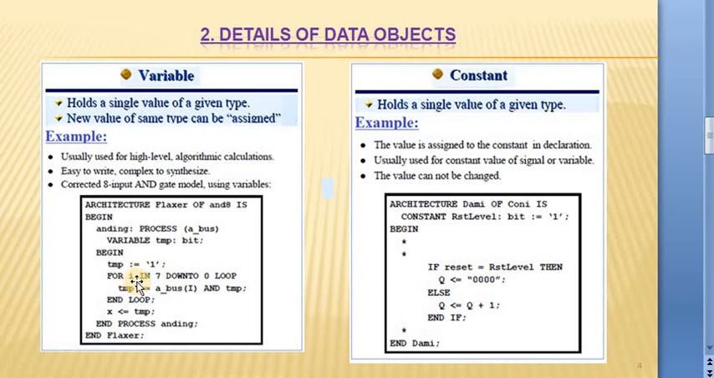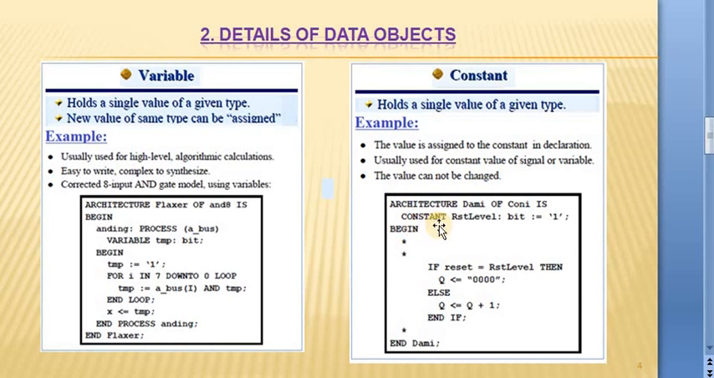Now let's study in detail a new data object, that is constant. Now the constant is used to hold a single value of a given type. The constant name specifies values to make the model better documented and easy to update. The constant is declared initially in the VHDL statement. This is basically used for a constant value of a signal or a variable. And it must be kept in mind that values of a constant cannot be changed inside the code.